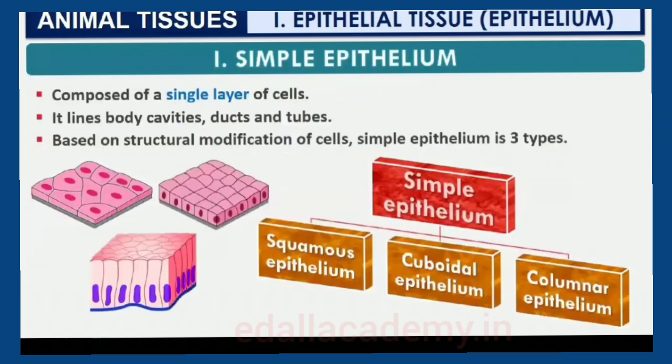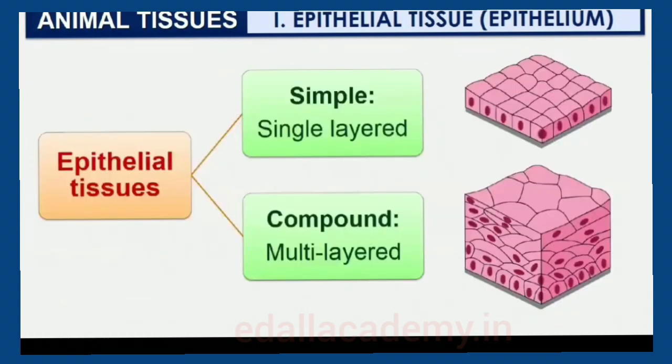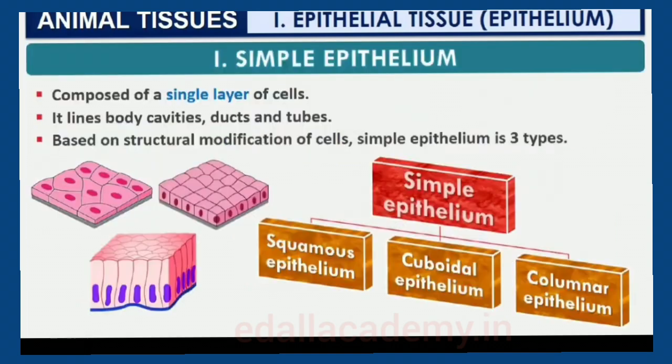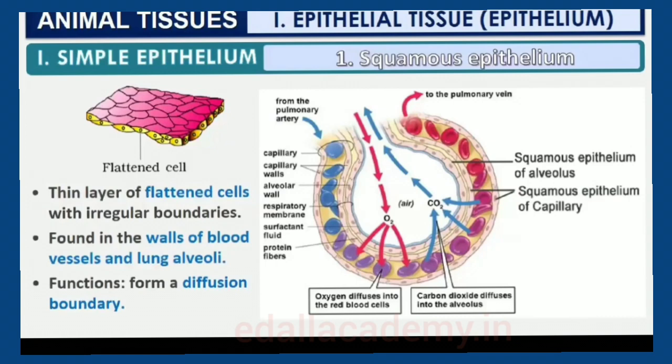Simple epithelium is composed of a single layer of cells and functions as a lining for body cavities, ducts, and tubes. The compound epithelium consists of 2 or more cell layers and has a protective function as it does in our skin. On the basis of structural modification of the cells, simple epithelium is further divided into 3 types. These are 1. Squamous, 2. Cuboidal, 3. Columnar.